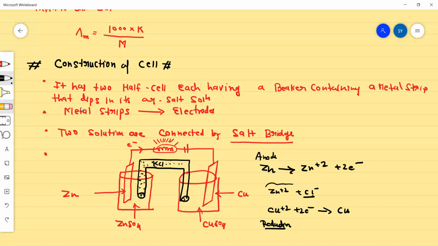So this is about the construction of a cell. And the salt bridge, as I told you, is an inverted U-shaped glass tube filled with agar-agar gel or gelatin, and it is placed in the KCl solution or KNO3 solution. It is used to maintain electrical neutrality. It avoids the liquid junction potential. So these are a few advantages of your salt bridge.